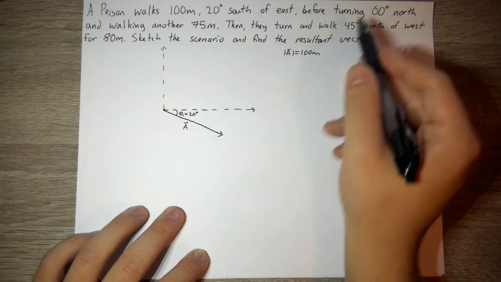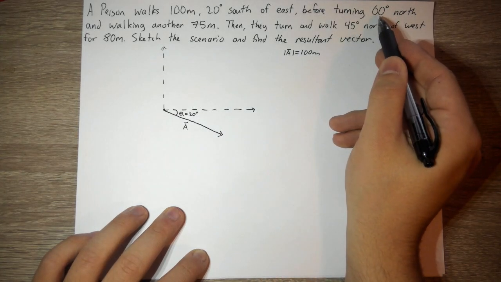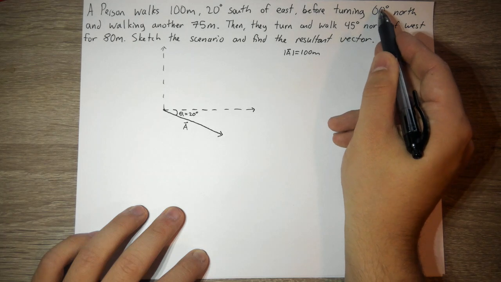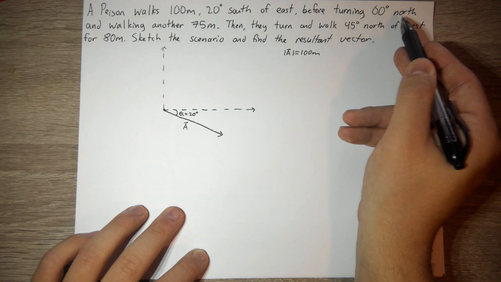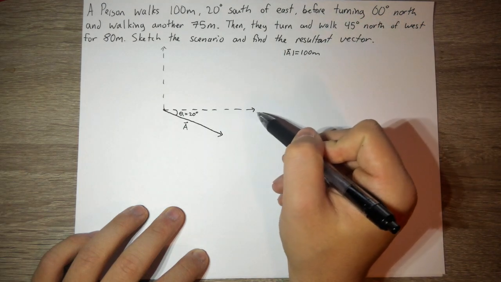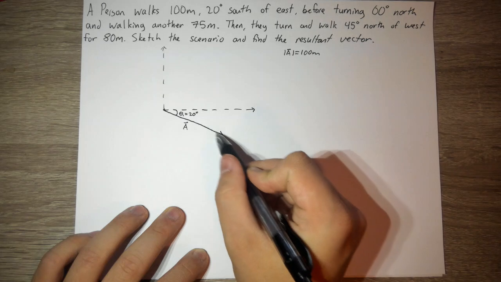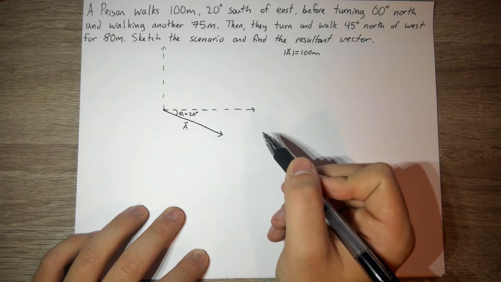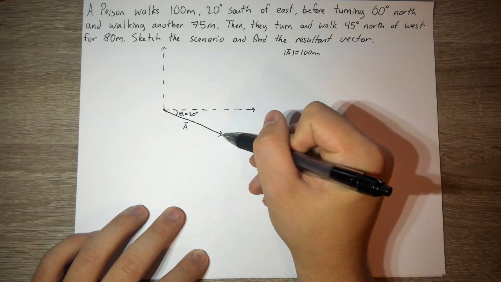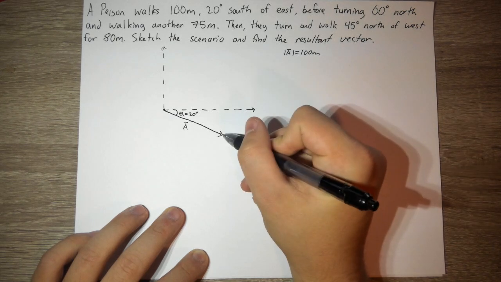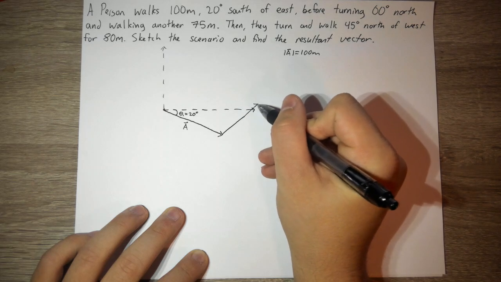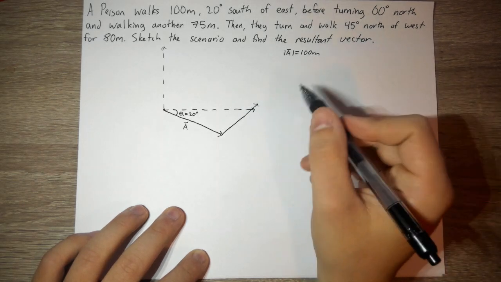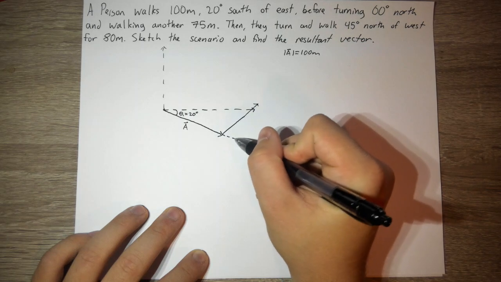Now, they turn 60 degrees towards the north. This does not mean it's 60 degrees north of east, like north of the x-axis. It means from this position, they turn 60 degrees north. So we're just doing a rough sketch here, so things might not be accurate. But they turn 60 degrees north from this position.